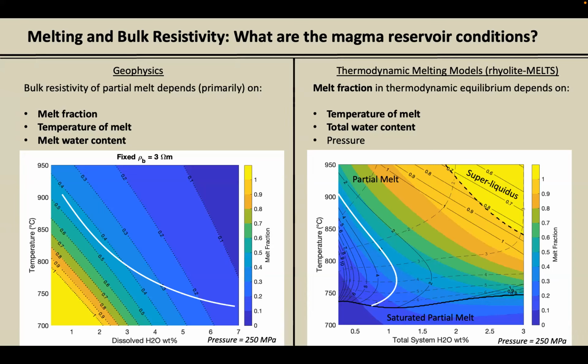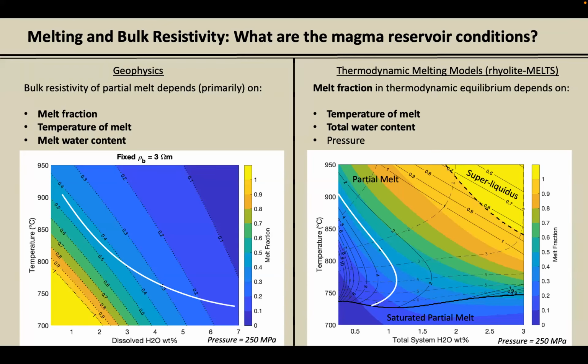These are all the temperature, water content, and melt fraction combinations that explain a 3 ohm meter anomaly from an MT model. And you can map that contour onto this original unconstrained parameter space. You can see that it collapses the whole parameter space down to a single line. So now you have a set of variables that explain the magma reservoir conditions for this particular anomaly that are thermodynamically consistent in some way.